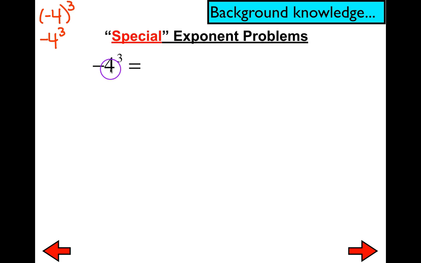So what you would do first is do 4 cubed. And again, this 4 is positive, so that would be 4 times 4 times 4. But notice there's a negative symbol here. So I'm going to go ahead and put parentheses around that and make sure I include my negative still.